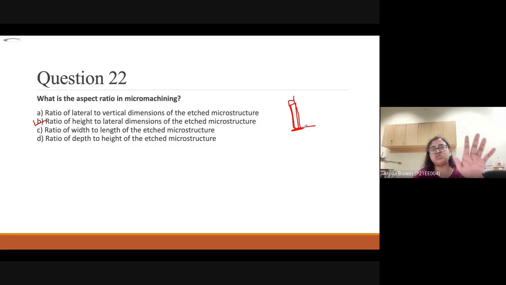Like the height is 100 microns, then this dimension will be 1. This is how it comes in the aspect ratio.